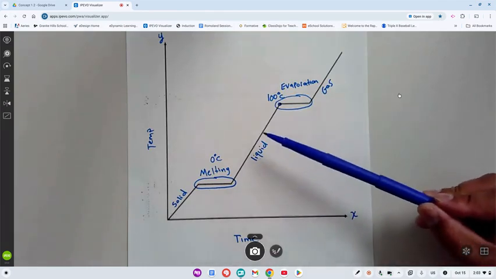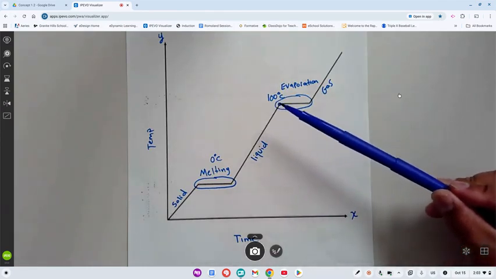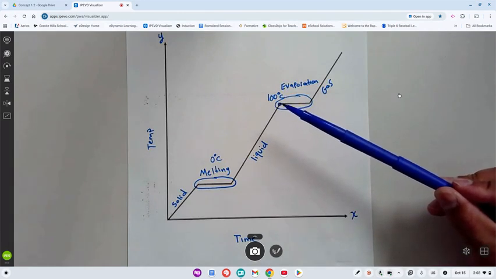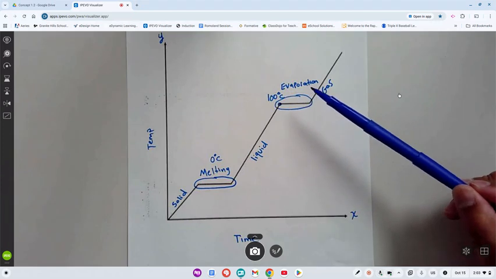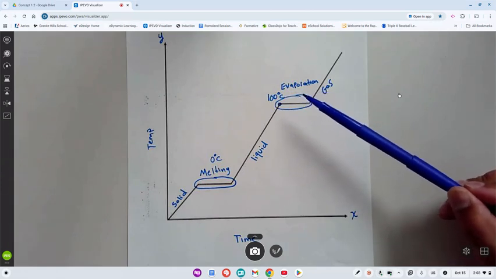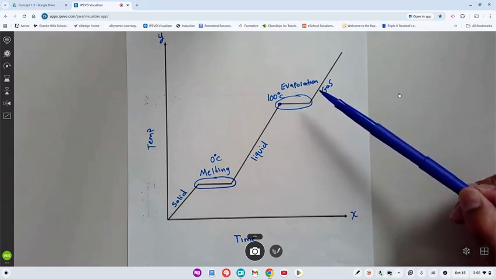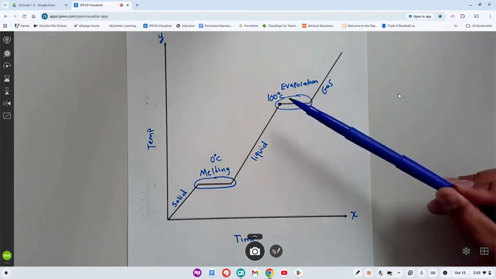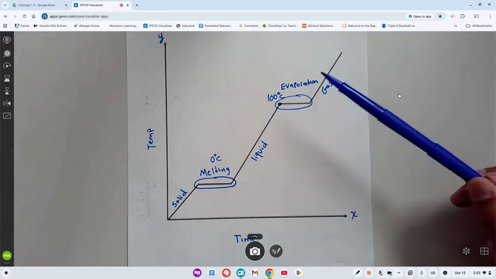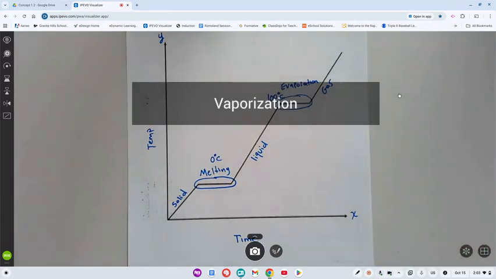The liquid keeps heating up until it reaches 100 degrees Celsius. That's when the liquid starts to break their forces and turn into a gas. But remember, it doesn't officially go higher than 100 degrees Celsius of pure water until all of the water molecules have reached 100 degrees Celsius. Okay? And that process is called evaporation.